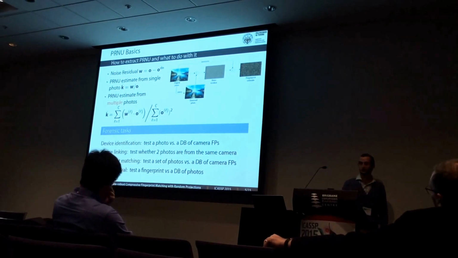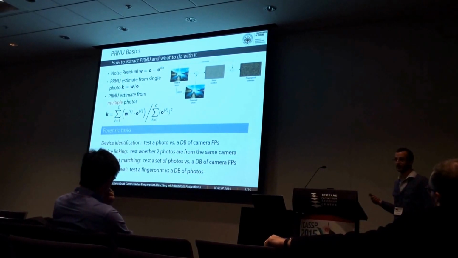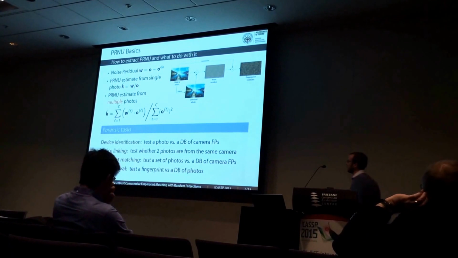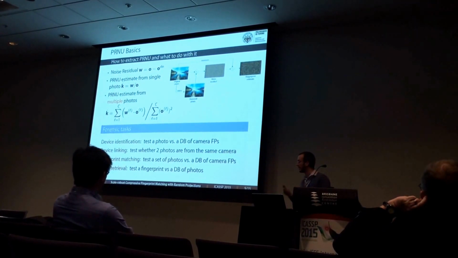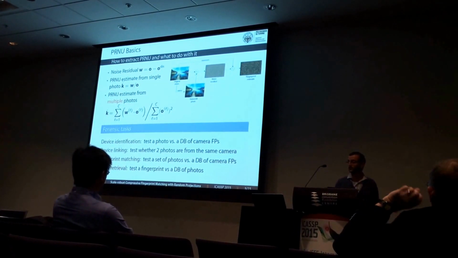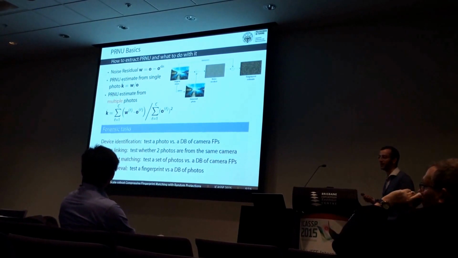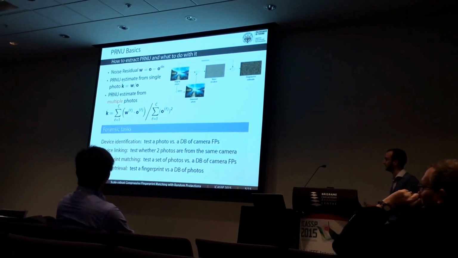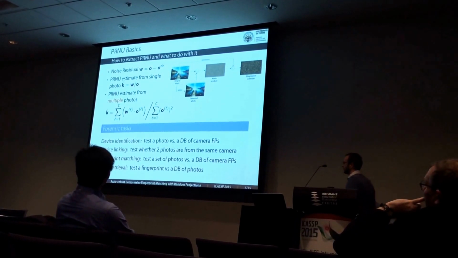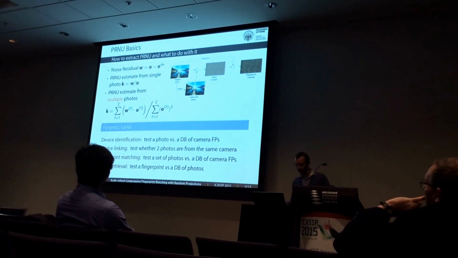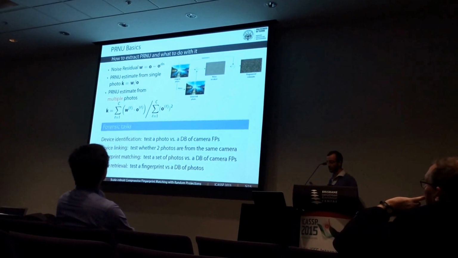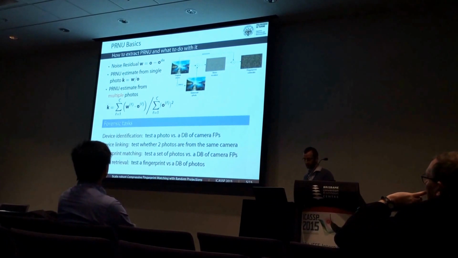If you are lucky enough to have a group of pictures taken by the same camera, you can, roughly speaking, average these estimations in order to obtain a higher quality version of this fingerprint. And this enables a certain number of forensic tasks. For example, we can employ device identification.